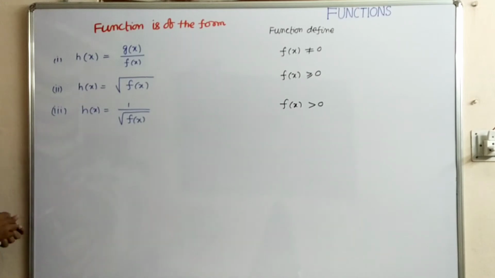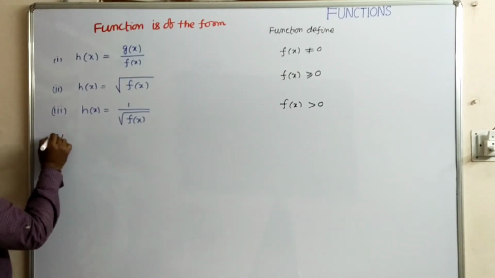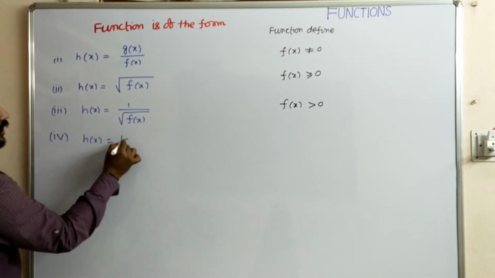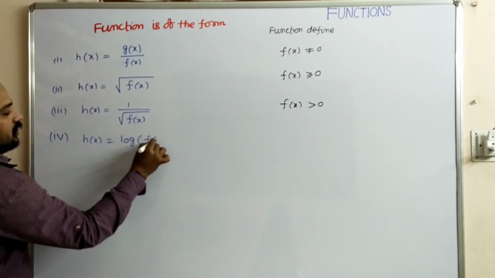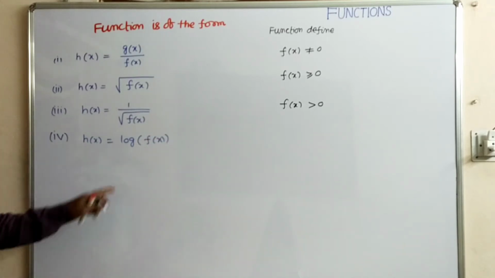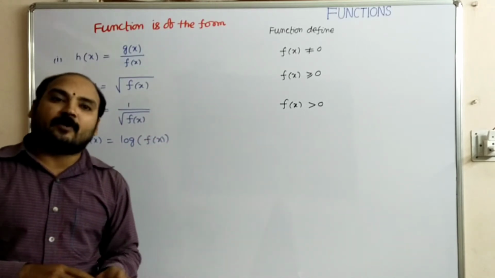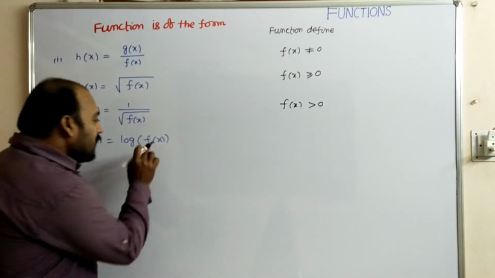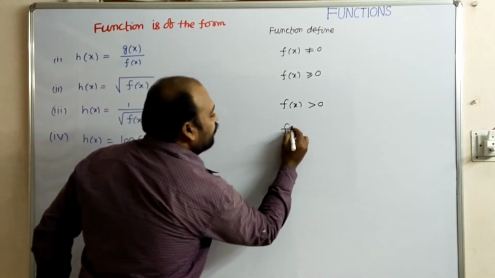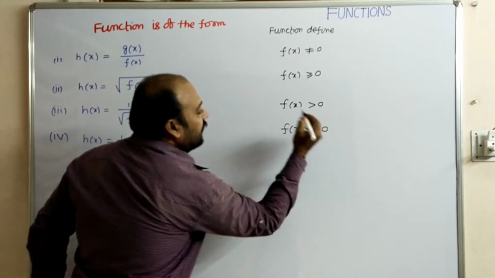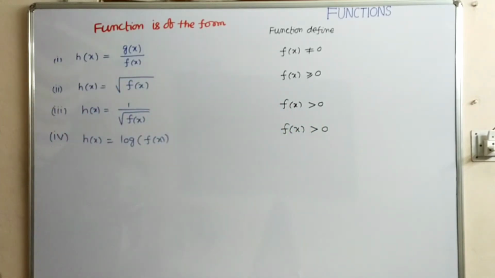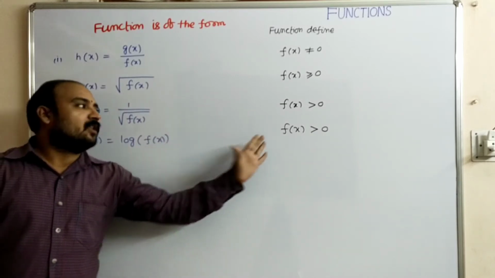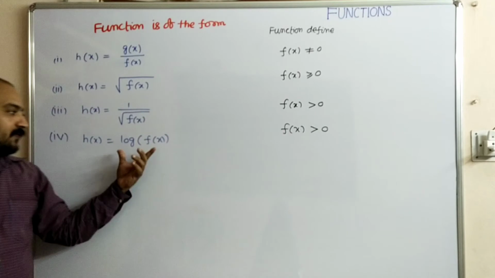Next, the fourth one: h of x is equal to log f of x. The function is in this form, log f of x. Whenever it is in the form of log f of x, it is defined only when f of x is greater than 0. You remember that, make a note. When the function is in this form, only when f of x is greater than 0 will this function be defined.